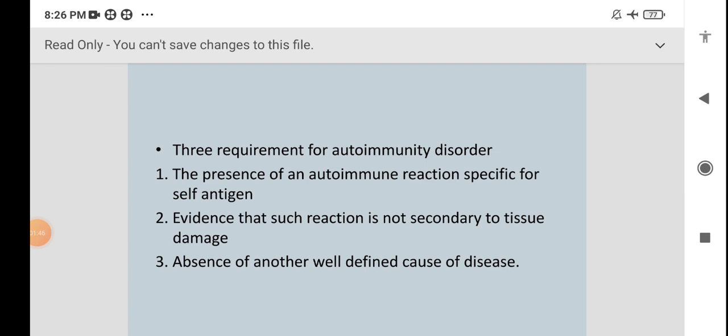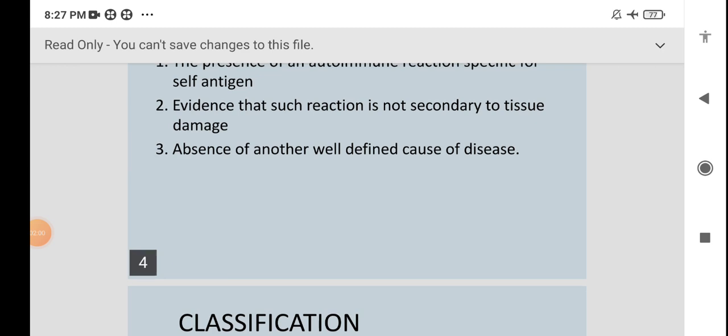3 requirements for an autoimmune disorder: the presence of an autoimmune reaction specific for self antigen, evidence that such reaction is not secondary to tissue damage, and absence of another well-defined cause of disease.